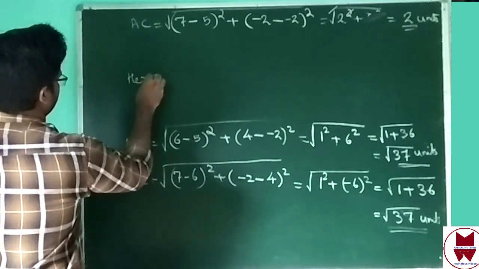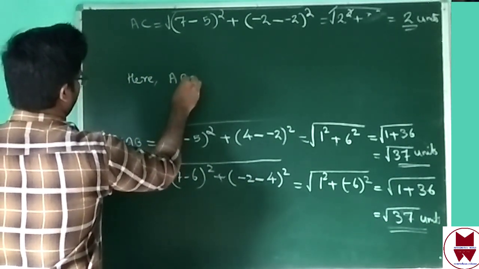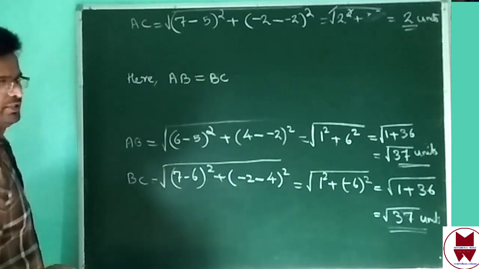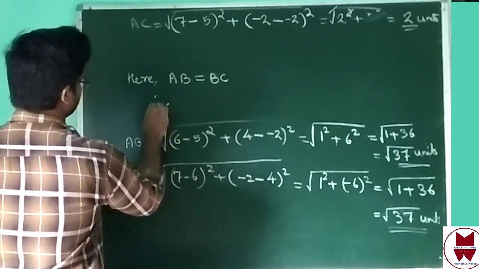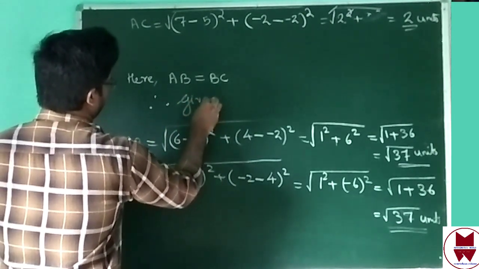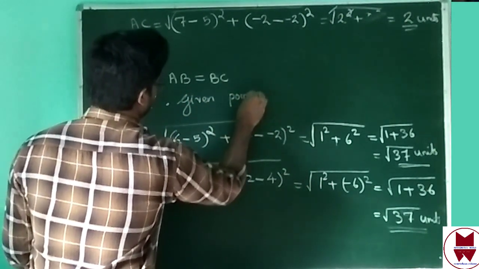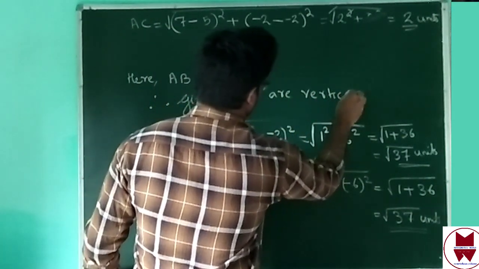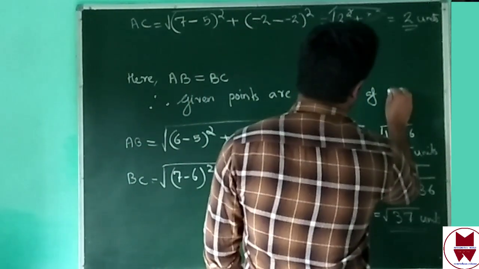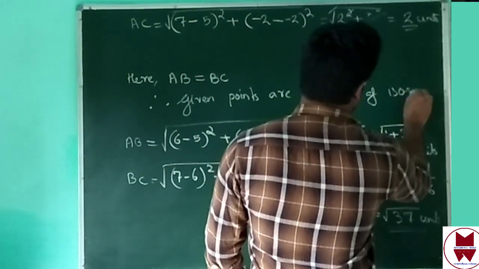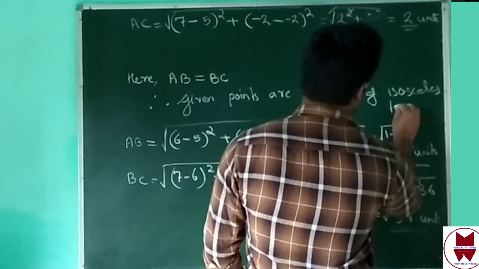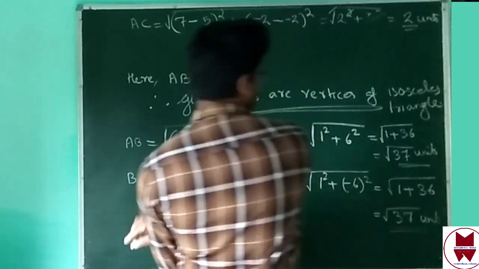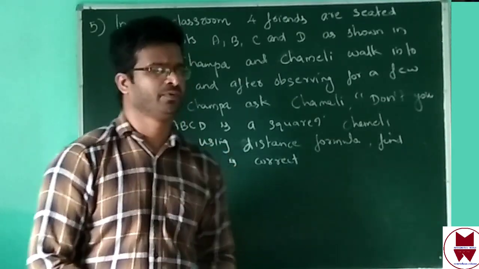Here AB equal to BC. AB equal to BC. Therefore, the given points are vertices of an isosceles triangle. This is our answer. Question number 5.